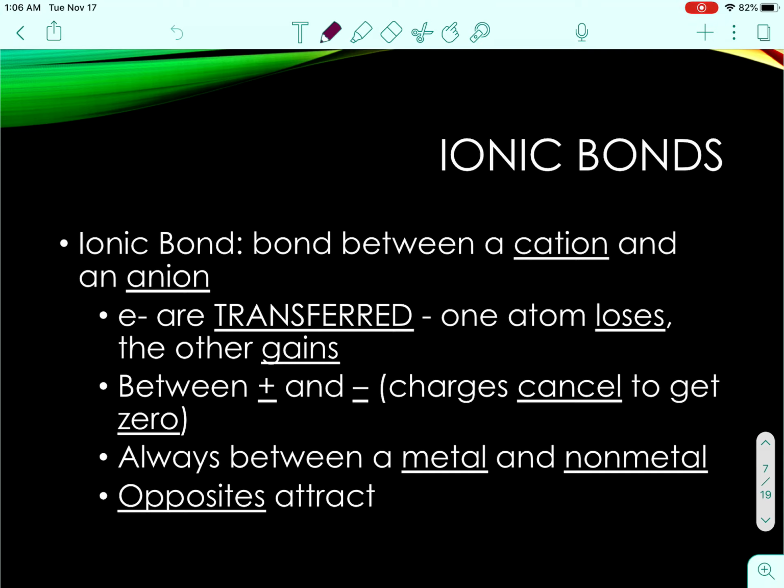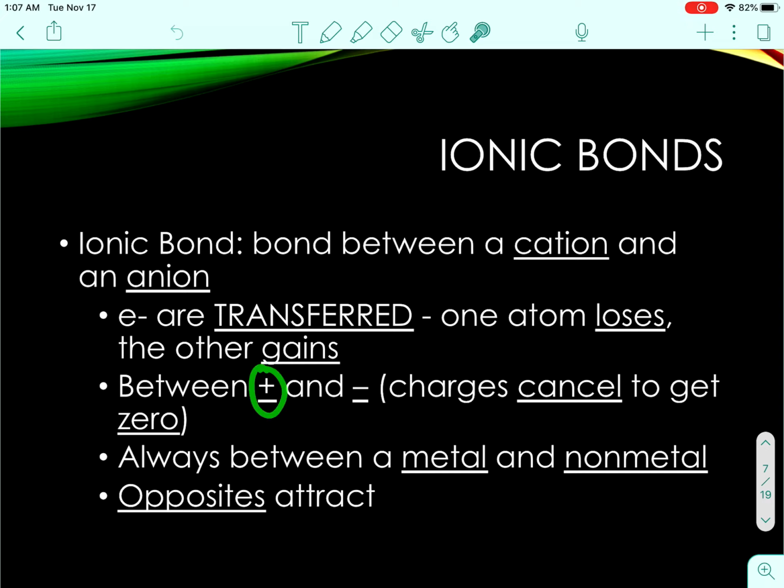So they transfer electrons. An ionic bond is going to be a bond between a cation, remember, a cation loses electrons and becomes positive, and an anion, remember that an anion gains electrons and becomes negative. So electrons are transferred. One atom loses and the other gains. Those electrons are moved from one atom to another to form those ions.